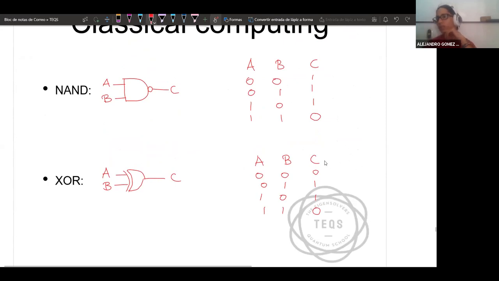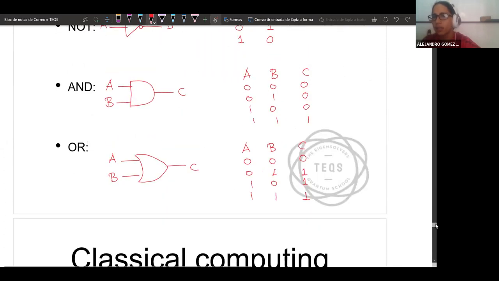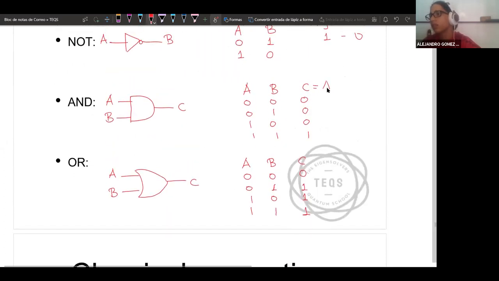Check that C equals A plus B, the addition modulo 2, because 0 plus 0 equals 0, 0 plus 1 equals 1, 1 plus 0 equals 1, and one by one, we reach the basis, which is 2, so we have a 0, the modulo 2. And the AND is giving us the multiplication of the inputs. Because 0 times 0 is 0, 0 times 1 is 0, 1 times 0 is 0, 1 times 1 is 1.